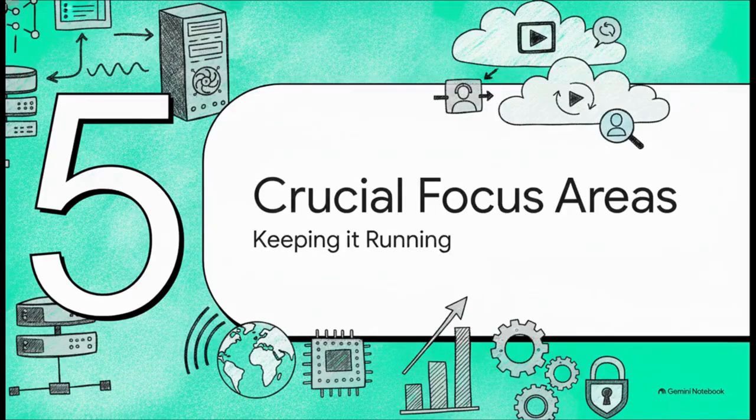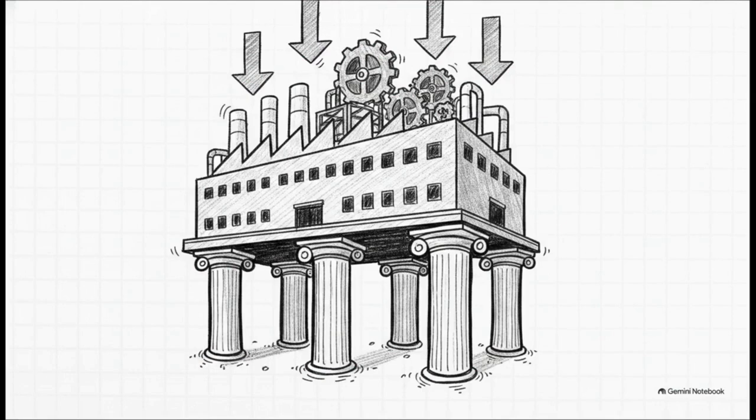And our final section, Section 5, Crucial System Focus Areas. Look, you can have a picture-perfect structural blueprint, but if you don't zero in on 6 specific pillars, the entire factory is going to collapse under its own weight. Those pillars are video upload, transcoding, streaming, recommendations, the CDN, and scaling.